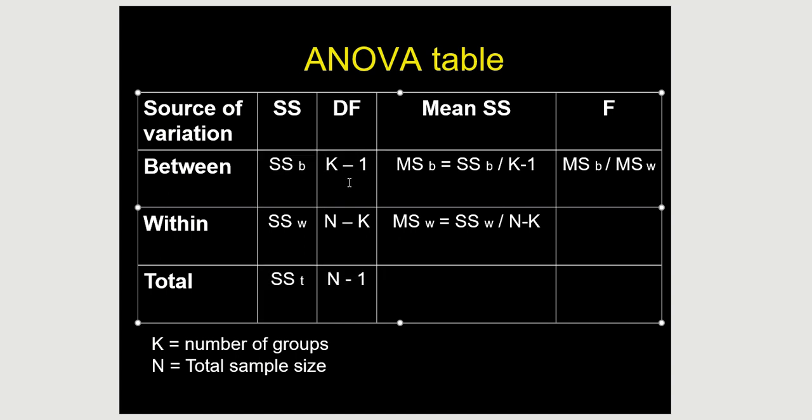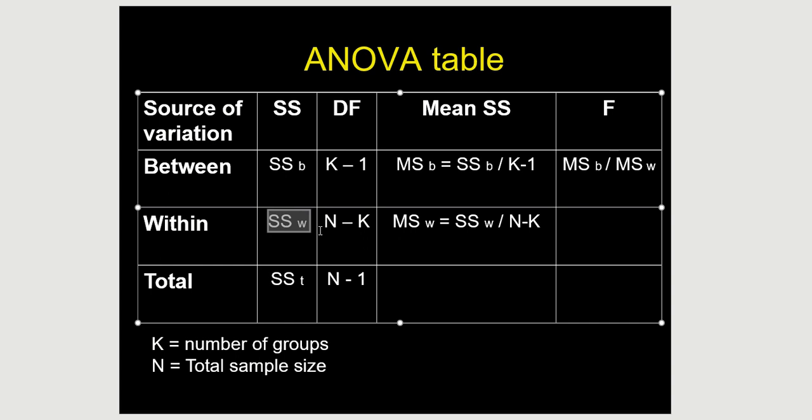What do you do? Well, you divide them, obviously. You divide your sum of squares between by the degrees of freedom of the between. That will give you the variance between. But for some reason, the people who developed this table didn't call it variance, they called it the mean sum of squares. We knew that dividing the sum of squares by the degrees of freedom gives you the average sum of squares, but we're going to call it the mean sum of squares.